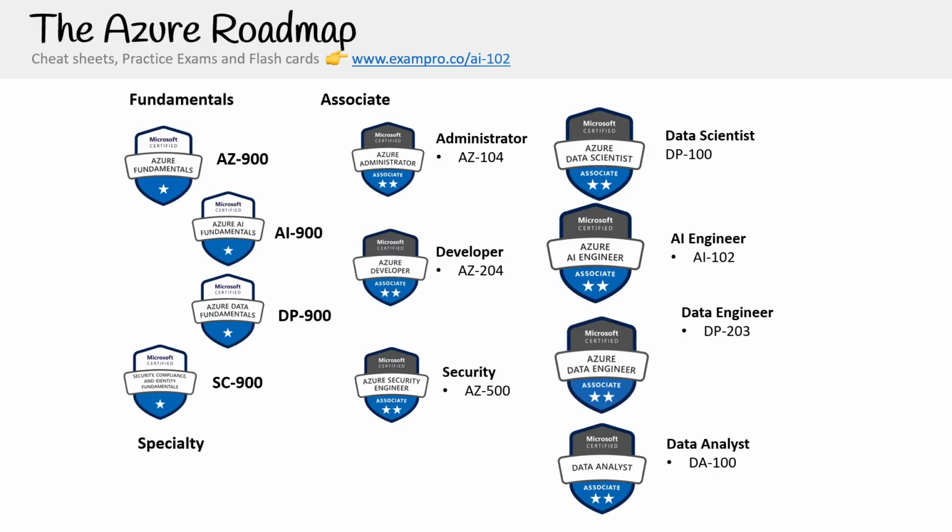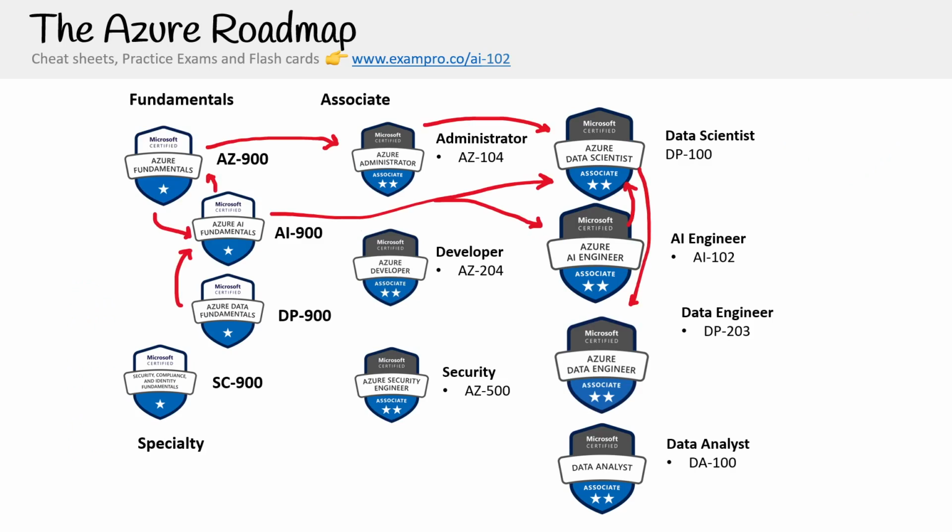So let's take a look at our Azure roadmap. And so this is kind of the recommended path. Now, this is not all of the Azure certs because I cannot fit them all on the screen, but these are the ones that are in your purview. So you should start with the AZ-900, take that AI-900, and then move on to the AI-102.